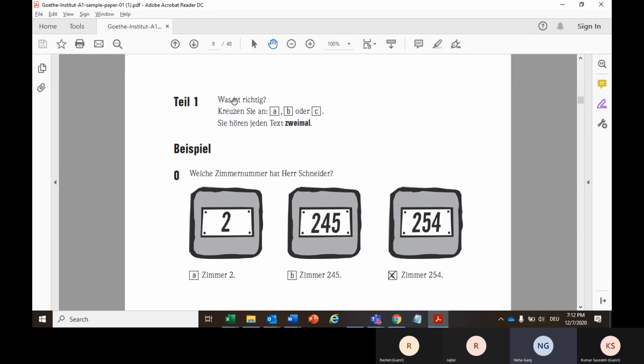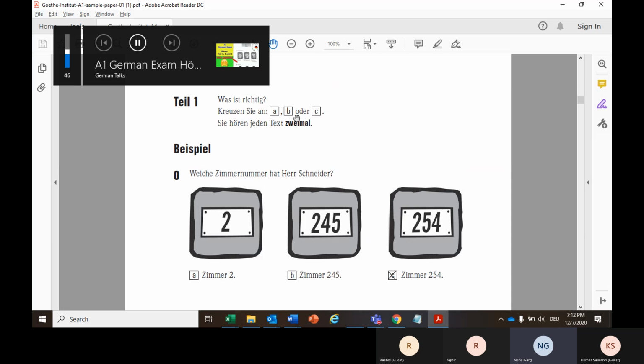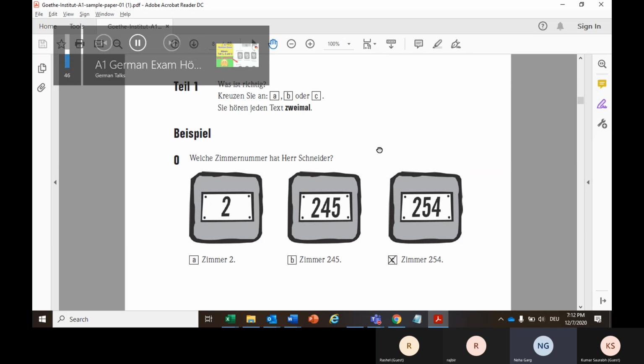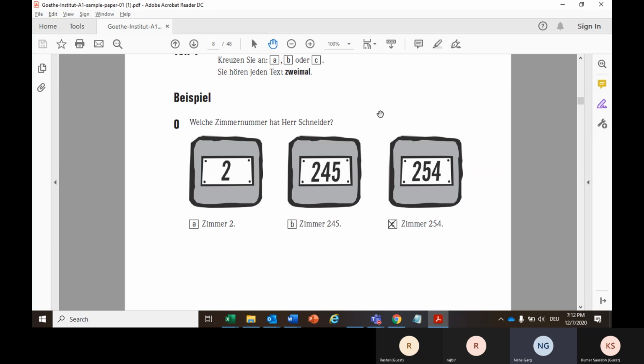Teil 1. Was ist richtig? Kreuzen Sie an. A, B oder C. Sie hören jeden Text zweimal. Beispiel.